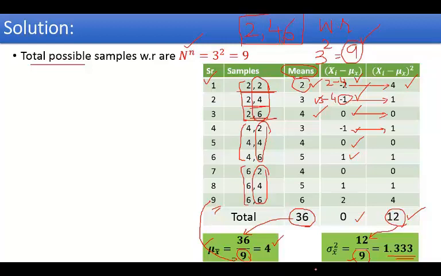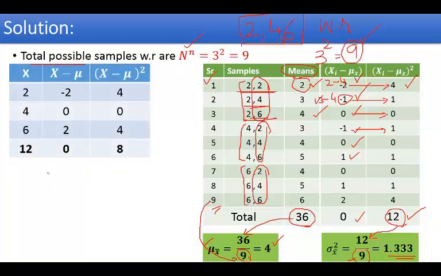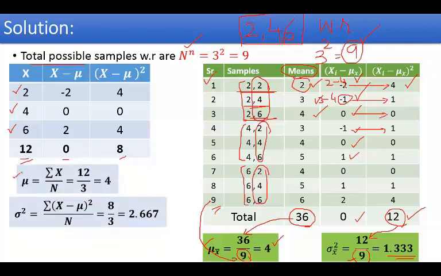Now up to here, just note down that we have calculated the mean and the variance of all possible sample means. And now, on the other hand, we will just take the mean and variance of the population. Look, this is just the population. There is no sampling here. So the total of the population is 12, and then the deviations, and then the squared deviations. The population mean is 12 over 3, which is 4, and then the population variance you can easily calculate. We have done it in descriptive statistics also. So this is the mean and variance of the population.